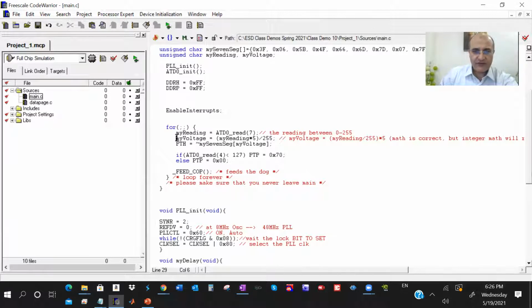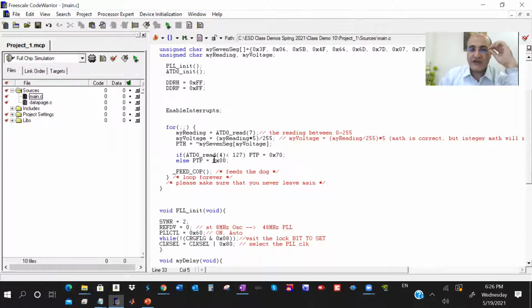Then my voltage, so I have a number from 0 to 5. This represents my voltage. I want to display it on the 7-segment display. I pass it through the 7-segment map. Invert it because I have a common anode instead of common cathode.